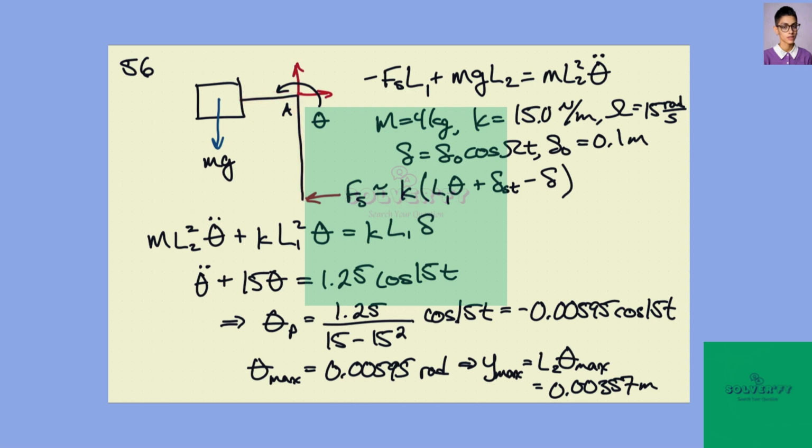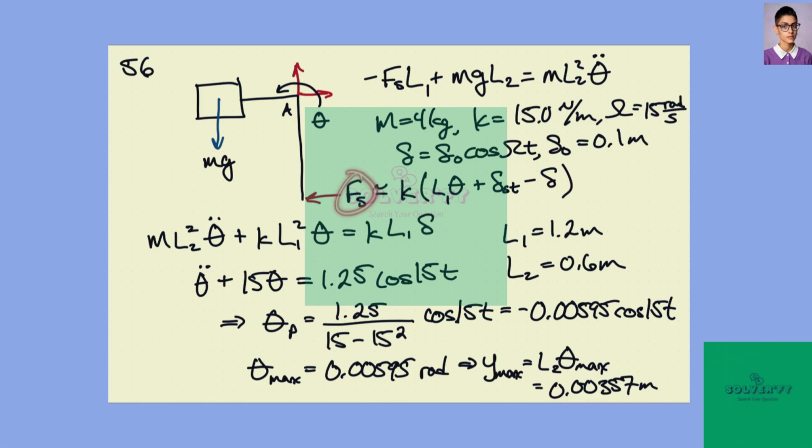Now, in this case, I guess I didn't write down what those were. So L1 is 1.2 meters, and L2 is 0.6 meters. The mass, we were told, is 4 kilograms. The spring constant of this spring down here is 15 newtons per meter. And the excitation frequency is 15 radians per second, and its amplitude is 100 millimeters. So this is our excitation.